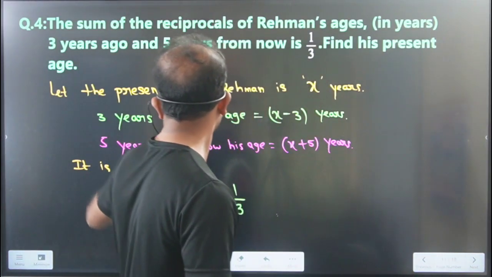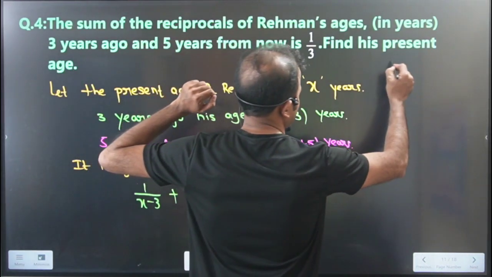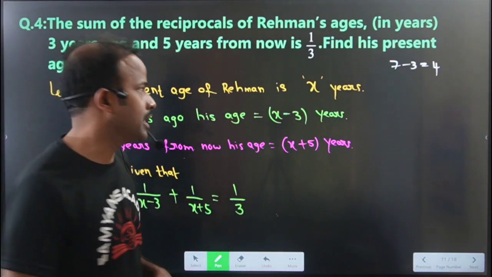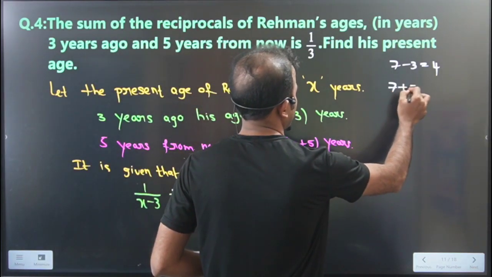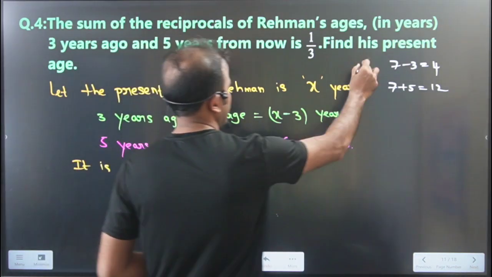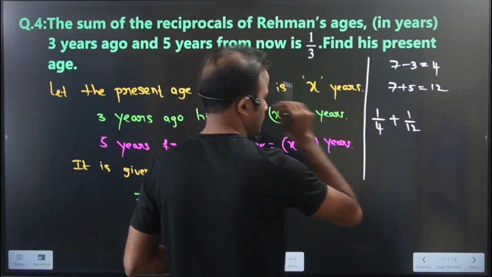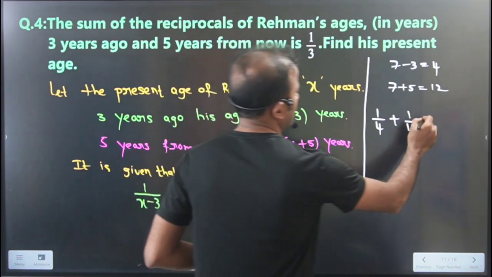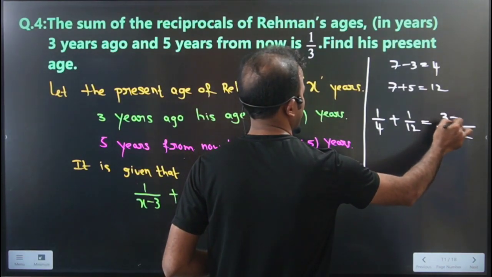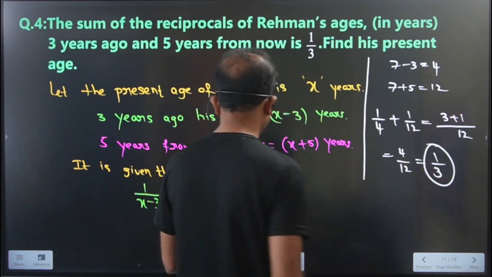Now you see the present age of Rahman we got as 7 years. 3 years ago ఆయన ఏజ్ ఏమై ఉండొచ్చు? 3 years ago ఆయన ఏజ్ 4 అవుతుంది. 5 years from now అంటే 7 plus 5 ఎంత అవుతుంది? 12. Reciprocal of these two ages అంటే ఏంటి? 1 by 4. దాన్ని 4 కి reciprocal 1 by 4 and 12 కి reciprocal 1 by 12. Okay, then what is the LCM of these two? 12. So 4 how many times 12? 4 3s are 12 plus 1, 4 by 12, which is equal to 1 by 3. Getting or not? 1 by 3 here.